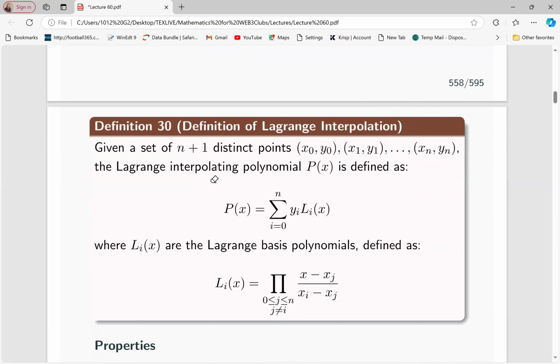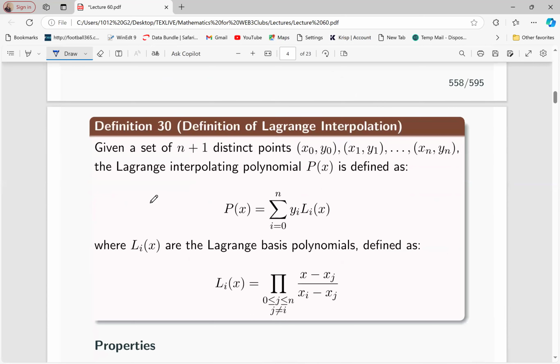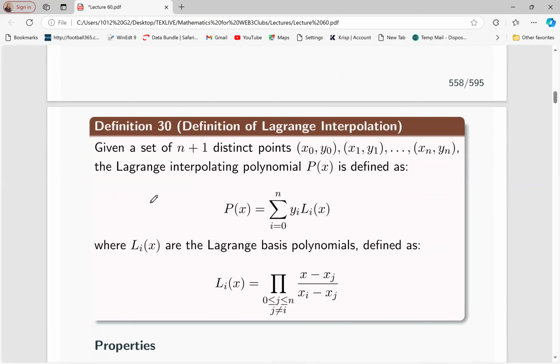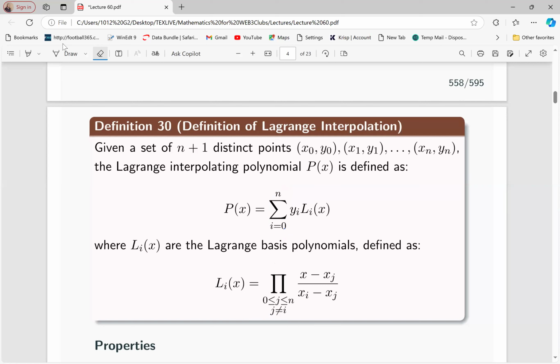Now, how do we construct the Lagrange interpolation polynomial? First, I define it, and this definition will tell us how we'll be constructing it, and then we look through examples. This symbol is for summation from i equals 0 to i equals n, and this symbol is product. So let's understand the symbol, the formula. This is the formula for the polynomial.